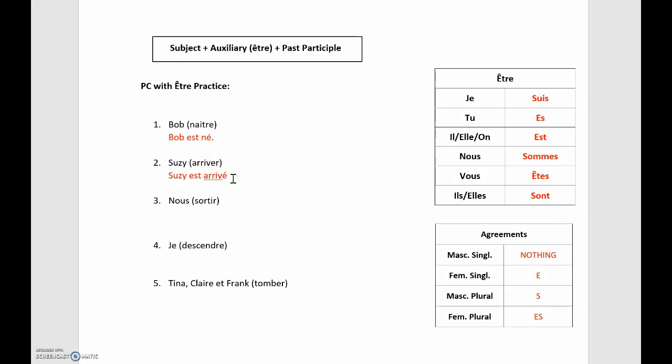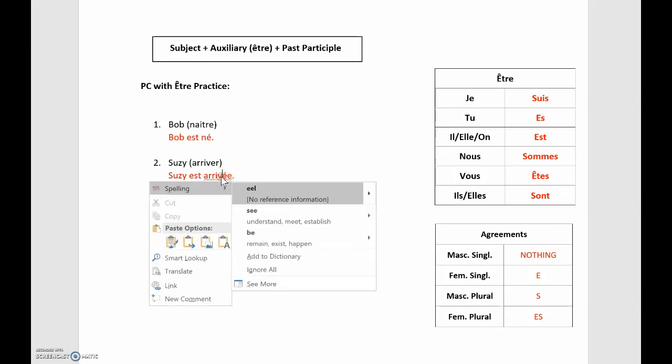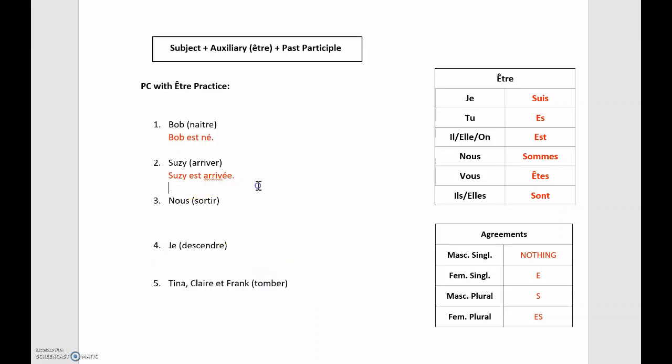There we go. Now, one thing here, let's look at our subject, Susie. Susie is feminine, feminine singular. So agreements, yes, I need to add an E to the end. So it becomes Susie est arrivée. Thanks, I'm typing in French, or in English.